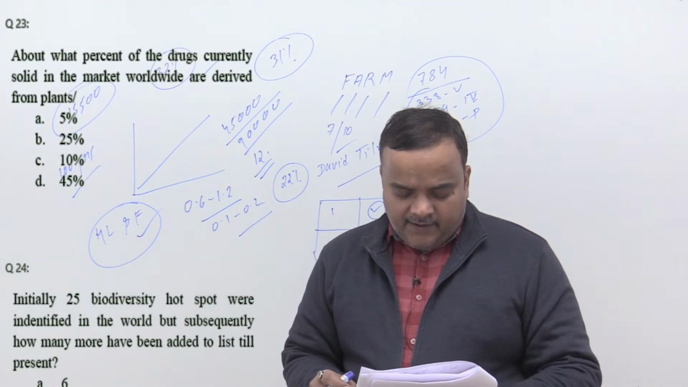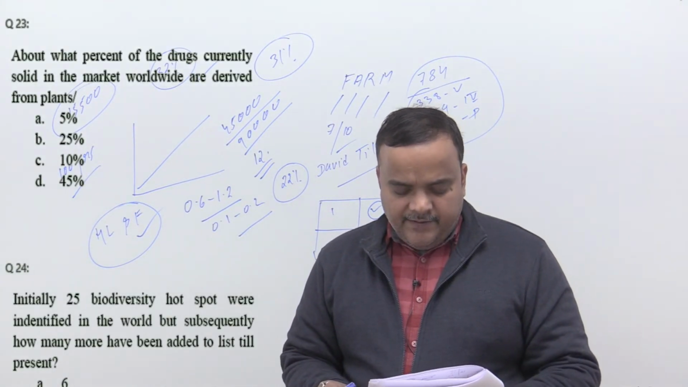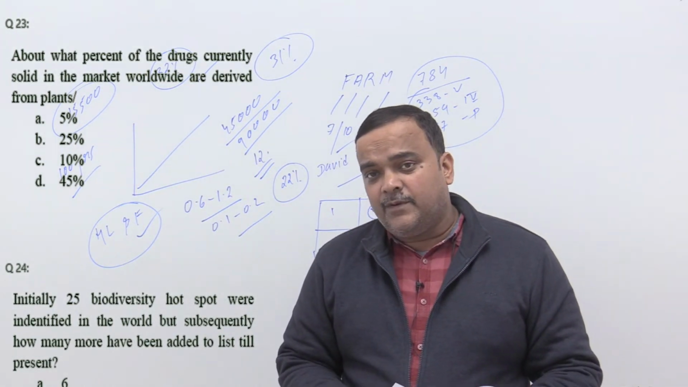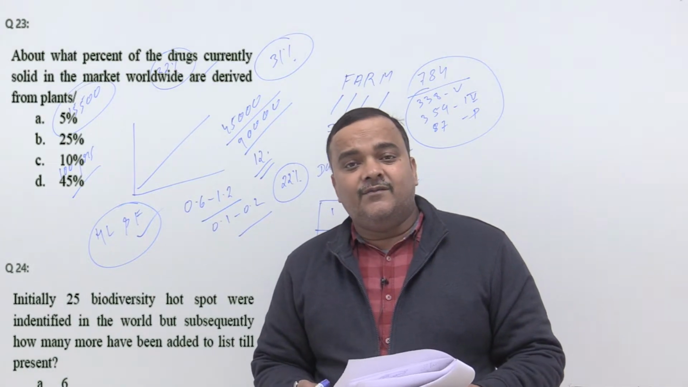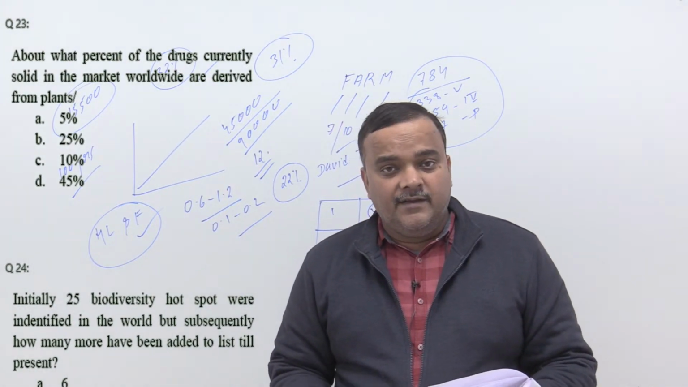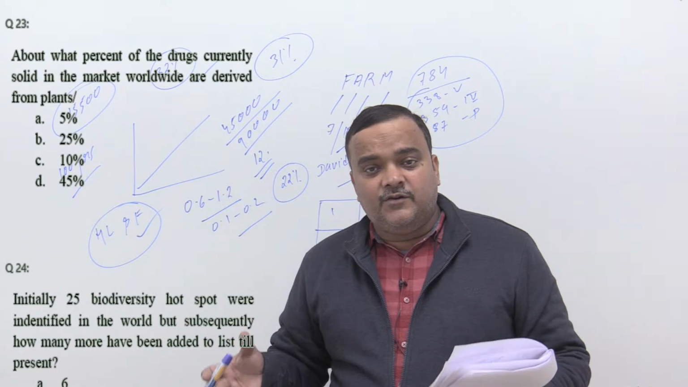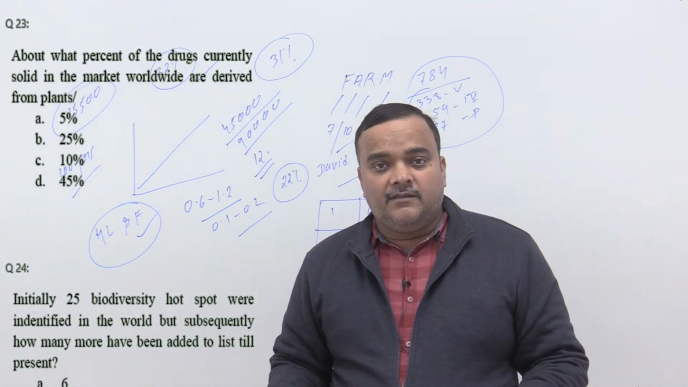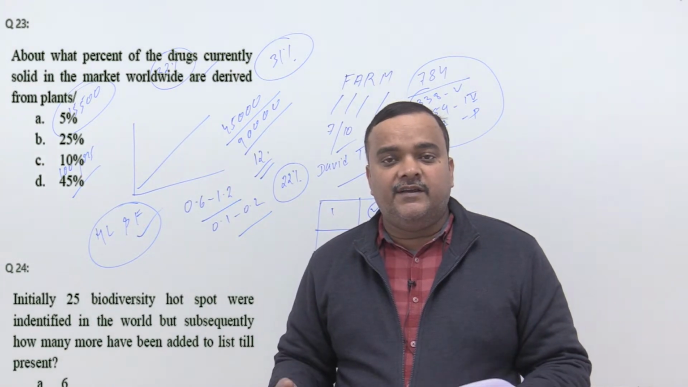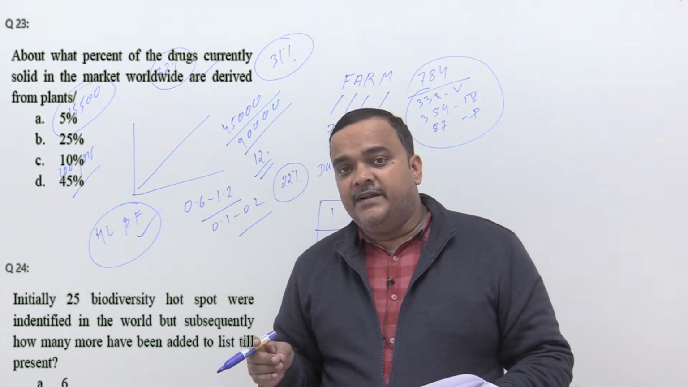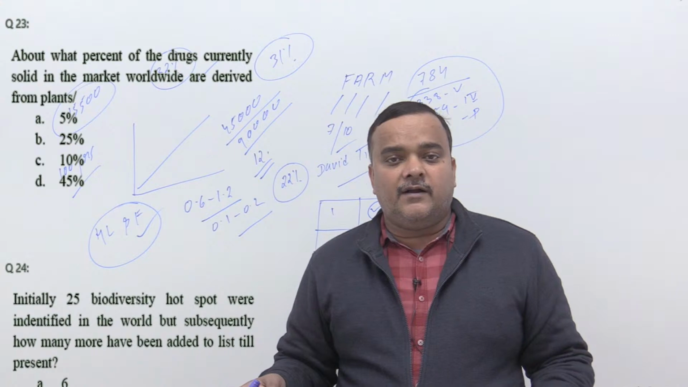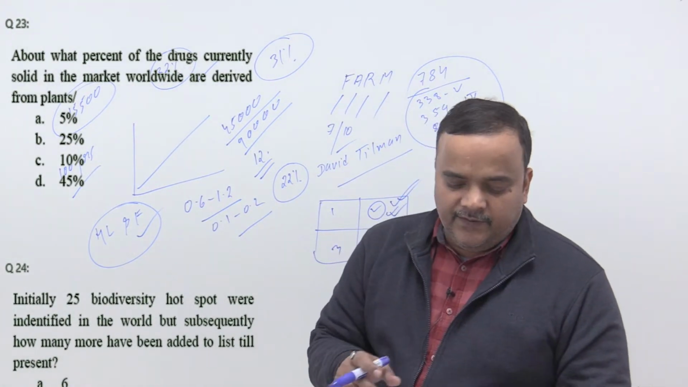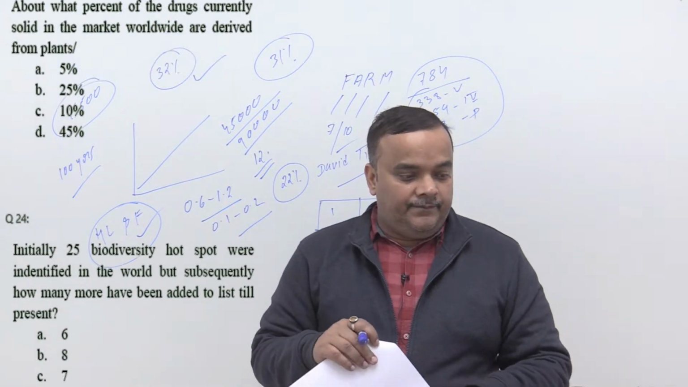Now, question next. About what percent of drugs currently sold in the market worldwide are derived from plants? It is about 25%, and more than 25,000 species of plants are currently used in traditional medicine. And a large number of plants and animals are yet to be discovered and named. So that's why we carry out bioprospecting, that is exploring diversity at molecular, genetic and species level in order to identify plants, animals or their products which can be used for the welfare of human beings. So here the answer will be B, that is 25%. Next question.